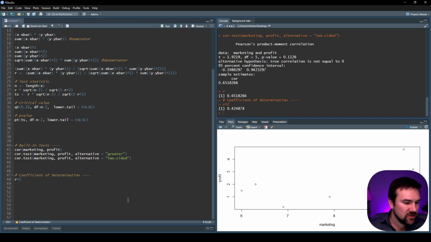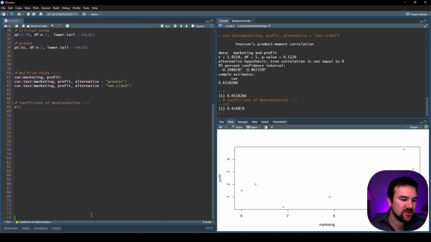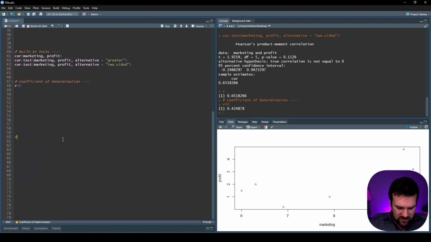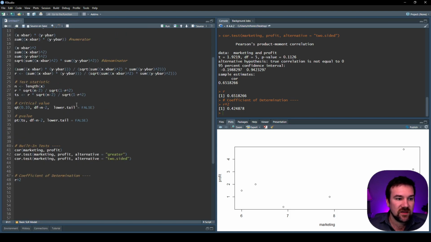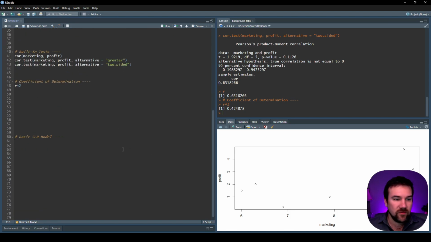All right, so that's our correlation. Let's go on and keep moving. So we're going to keep moving into the basic SLR model. We're not going to get into inference in this video. We'll get into that in a future video. But in this video, we're going to talk about how we can build the basic SLR model and just kind of build that out.